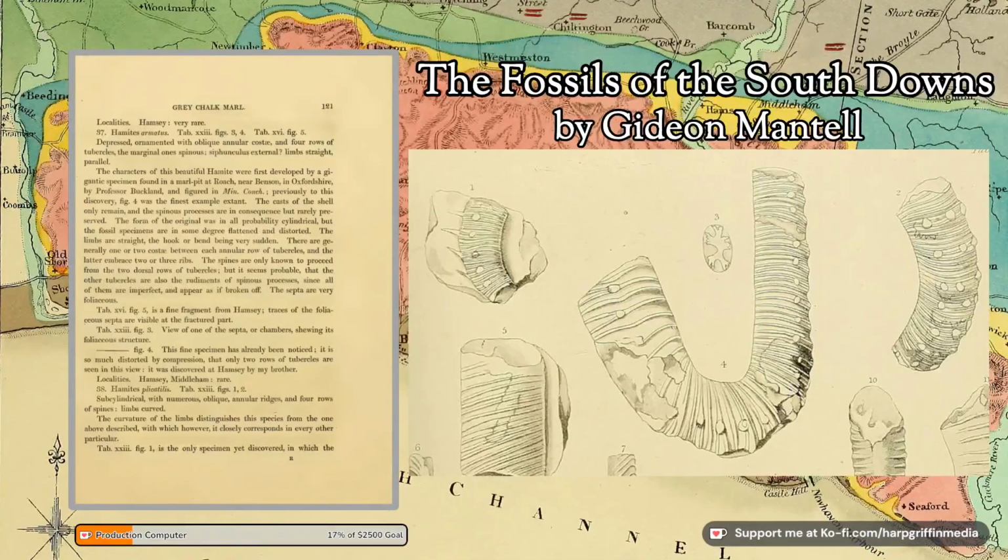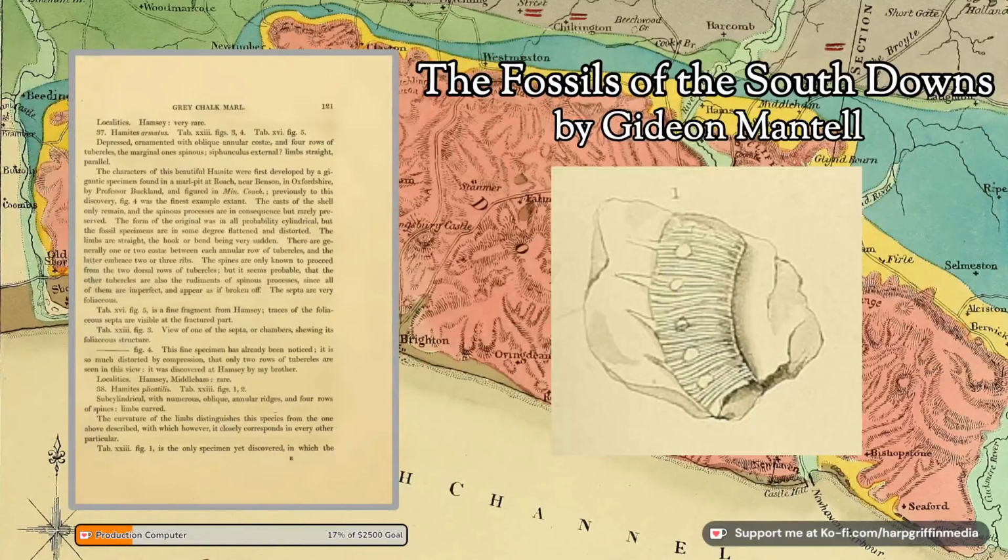Hamites plicatilis. Tablet 23, Figures 1, 2. Subcylindrical with numerous oblique annular ridges and 4 rows of spines. Limbs curved. The curvature of the limbs distinguishes this species from the one above described, with which, however, it closely corresponds in every other particular.